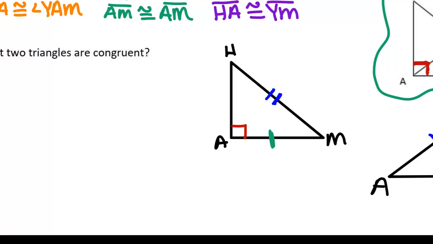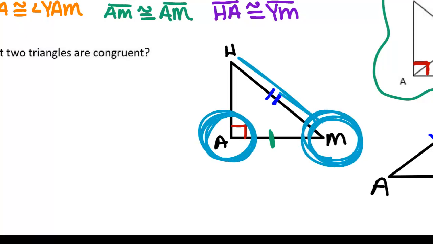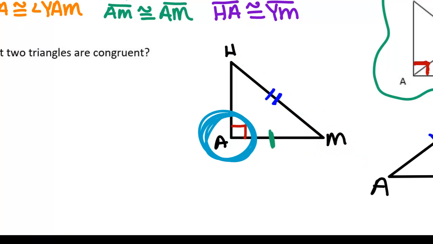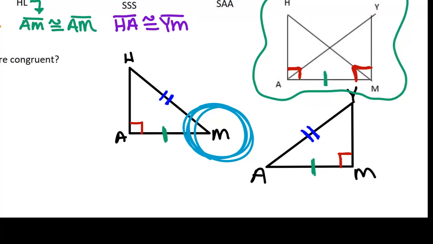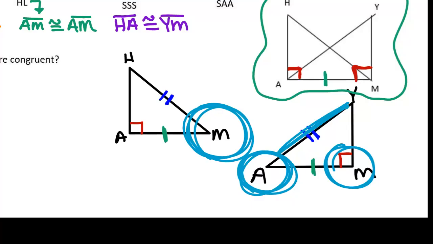Well, I could do angle, angle, side, like this, in which case I would need this angle right here. On the other triangle, we could do angle, angle, side, like this. So I would need these two angles right here, but remember, I can't give these a single letter name. What can I call this one?